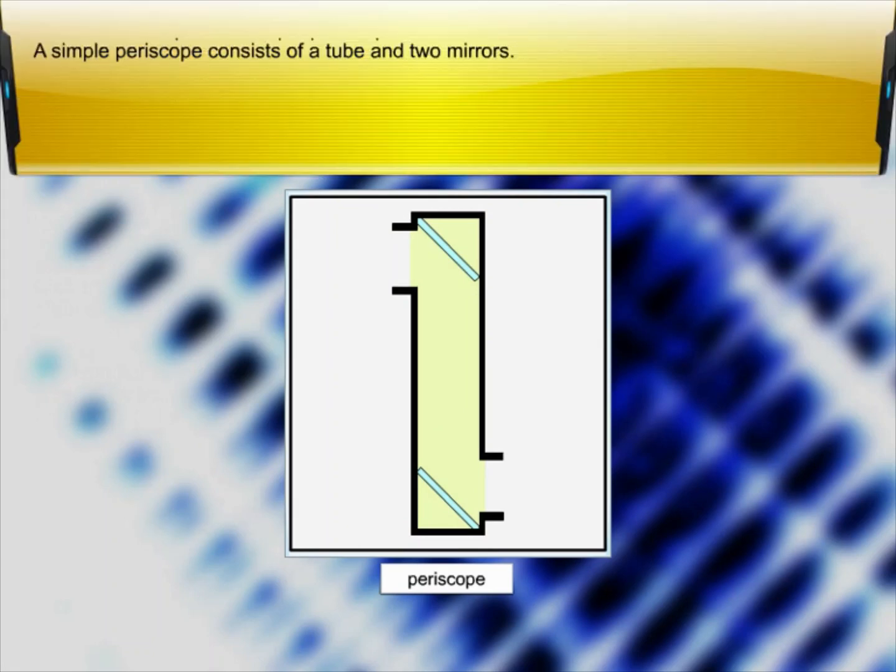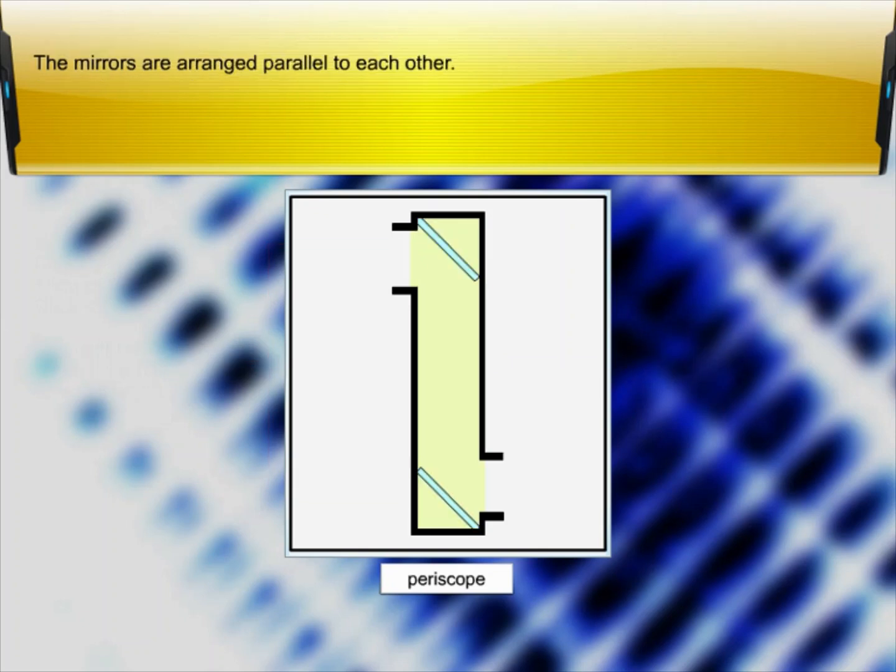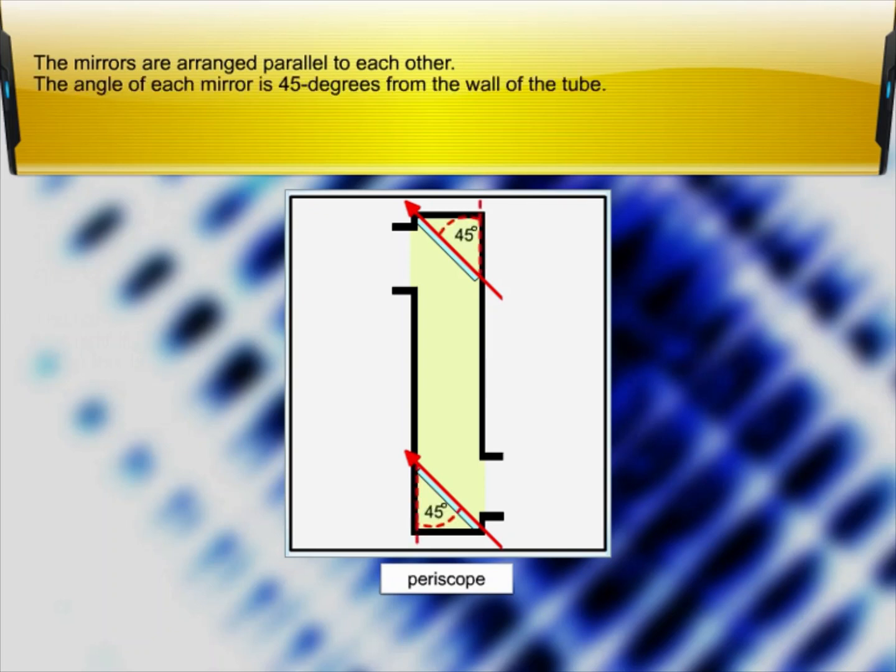A simple periscope consists of a tube and two mirrors. The two mirrors are at each end of the tube. The mirrors are arranged parallel to each other. The angle of each mirror is 45 degrees from the wall of the tube. Each mirror is facing each opening of the periscope.